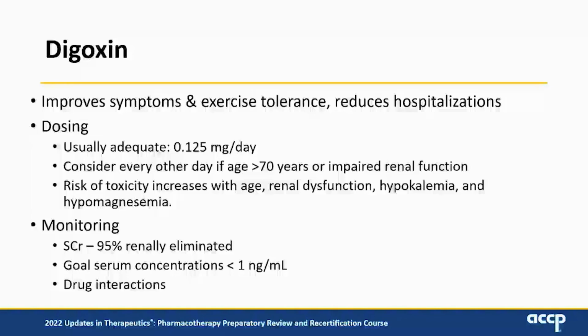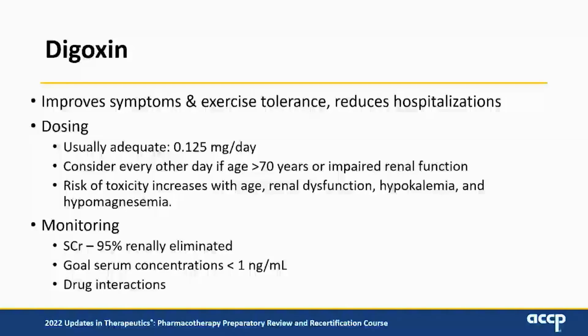Digoxin is a narrow therapeutic index drug, so we're trying to target a serum concentration of less than 1. We do know that higher than that, we see a lot more toxicities, and the risk of toxicity increases with age, renal dysfunction, and then hypokalemia and hypomagnesemia. So also important if you're using digoxin to make sure we're optimizing electrolytes.